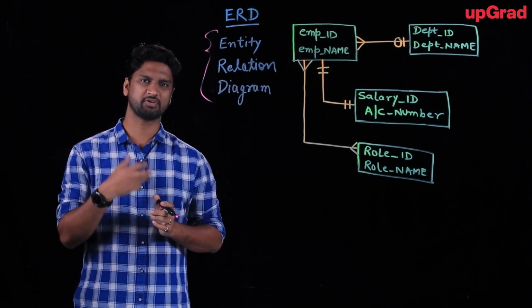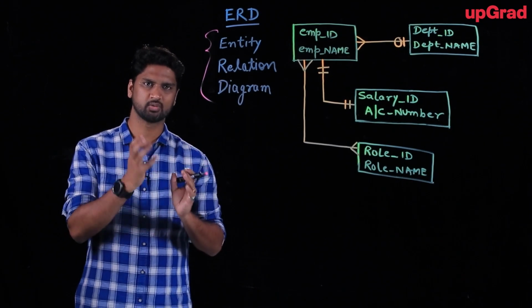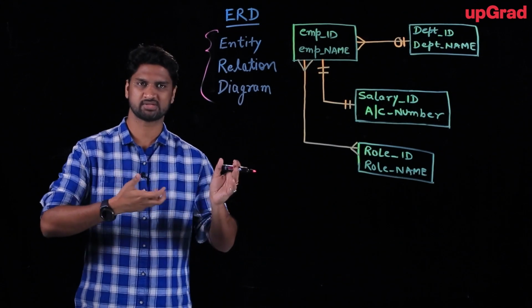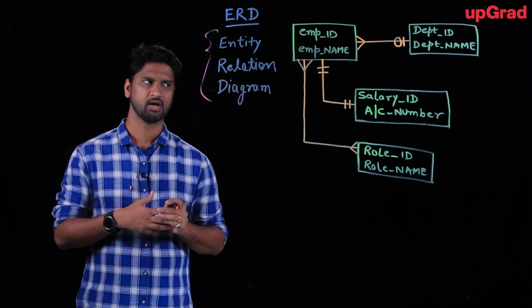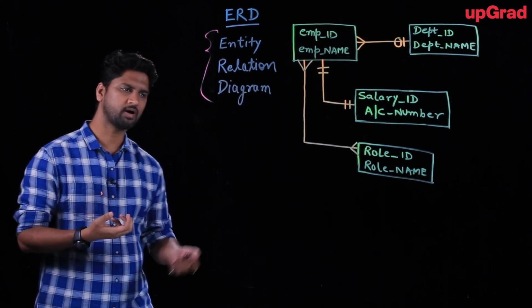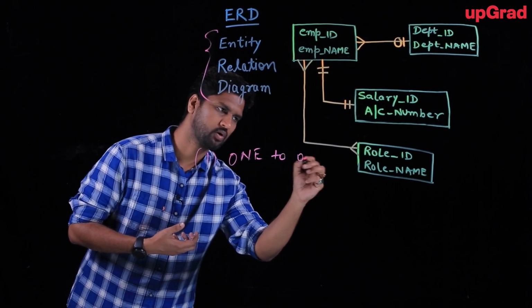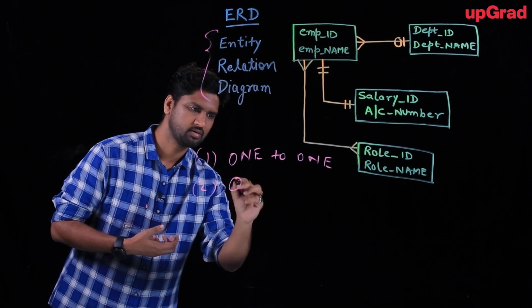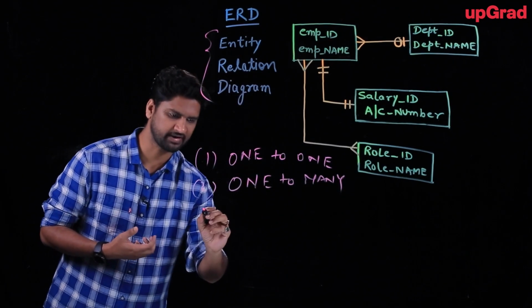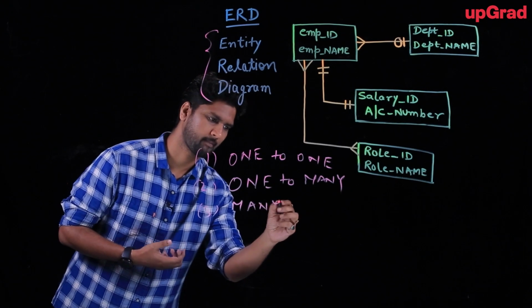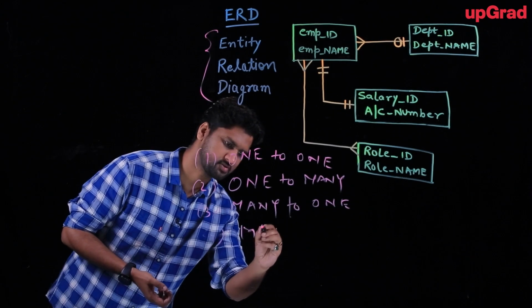So ERDs are basically the visual representation of the different tables, the different entities that you have decided to construct in your database design, and it also shows how the different entities are interacting with each other. Now if we talk about the different kinds of interactions, there can be multiple kinds. On a high level, they can be 1 to 1. It can be 1 to many, and just a mirror image of the second point, it can be many to 1. And we can also have many to many kinds of relationships.